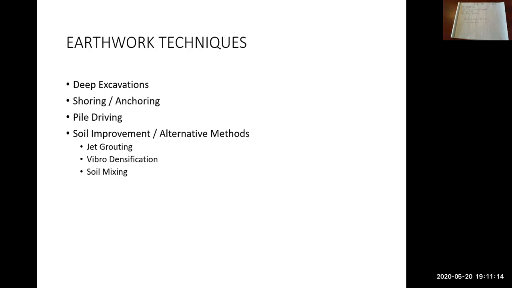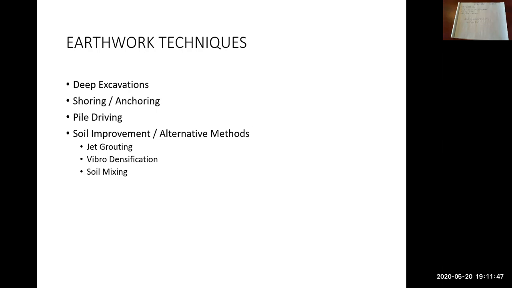So shoring and anchoring. Those are some of the techniques that we'll look at today. So shoring meaning like shotcrete shoring. We'll do an example today of shotcrete with soil anchors. So that's a technique for doing vertical excavations where the material will not stand there on its own, so it has to be shored. So a shoring technique has to be utilized.